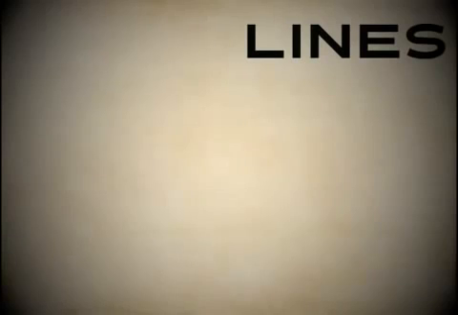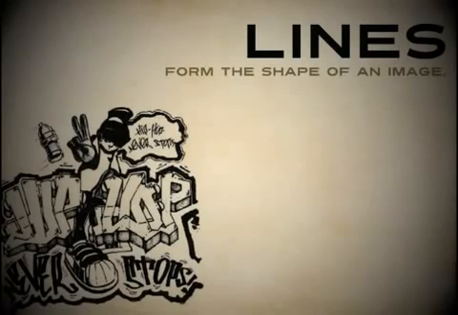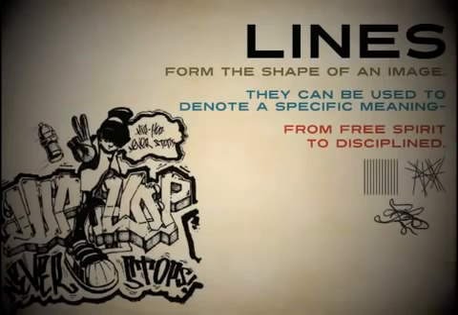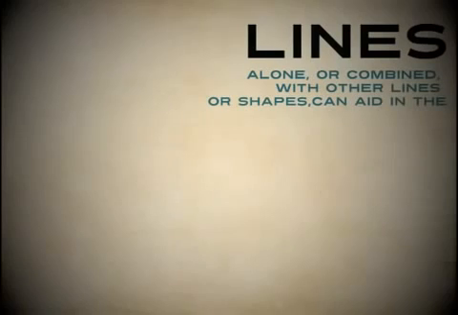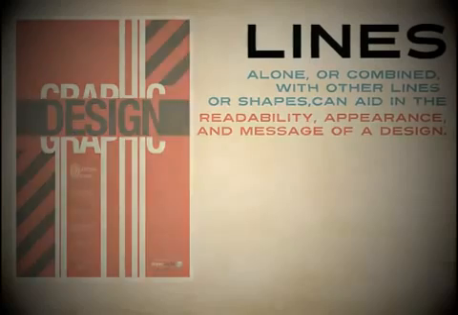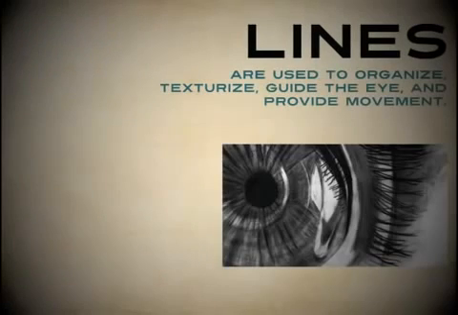Lines. Lines form the shape of an image. They can be used to denote a specific meaning, from free spirit to disciplined. Alone, or in combination with other lines and shapes, they can aid in the readability, appearance, and message of a design. Lines are used to organize, texturize, guide the eye, and provide movement.